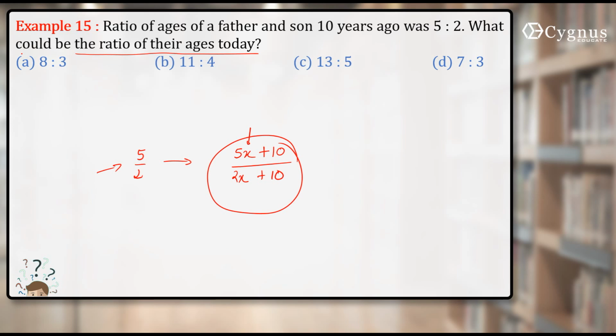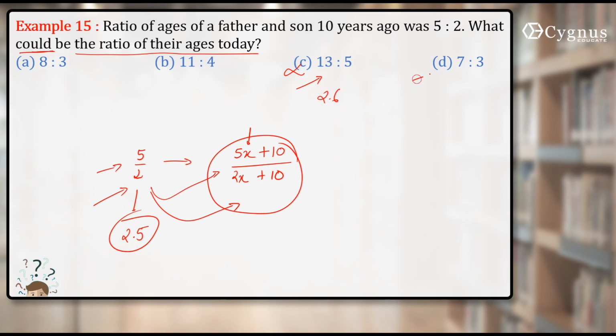That's why the question is what could be? In the previous slide, we discussed this property. In the ratio of greater inequality, whenever you add something to both numerator and denominator, the value decreases. Yes or no? So look at 5 by 2. The value is how much? 2.5. That means now, after 10 years, the value will decrease. Let's try to look at these values. What is 13 by 5? It's 2.6, which is more than 2.5. So this can't be the ratio of their ages right now.